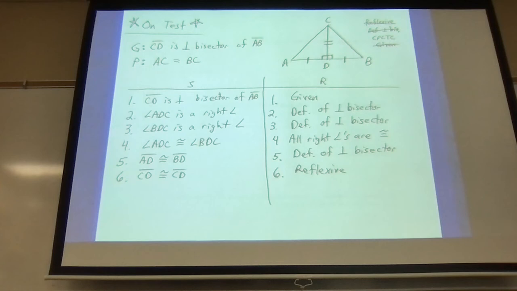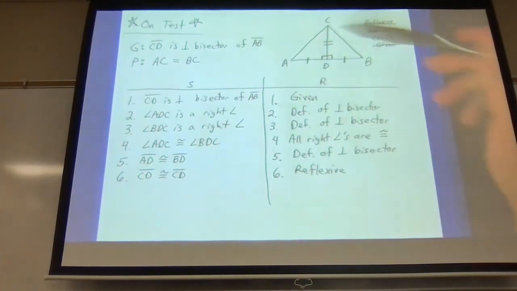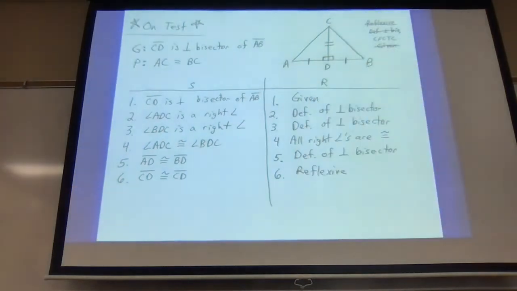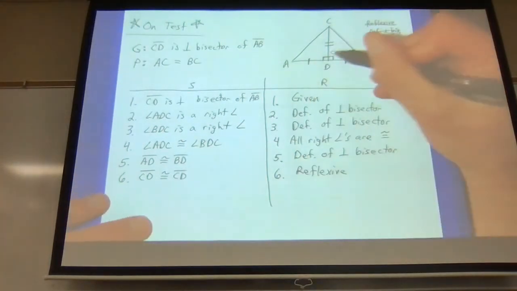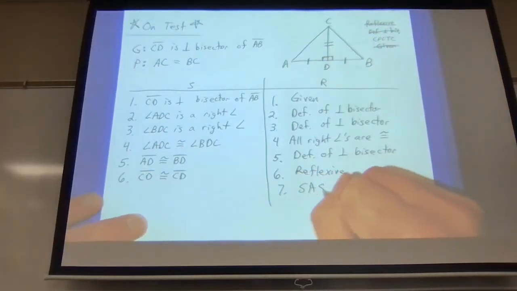Now look at your picture. Do we have enough to say the 2 triangles are congruent? Yes, we've got 3 sets of parts that are congruent. We got a set of right angles, we got a set of sides here, and we got the shared side right here. So at this point, I can say the 2 triangles are congruent by which 3-letter shortcut? Side angle side. The angle is in between the 2 sides. Side angle side for step 7.